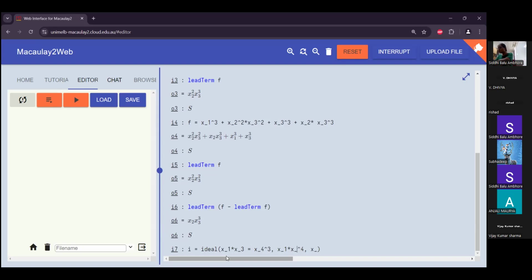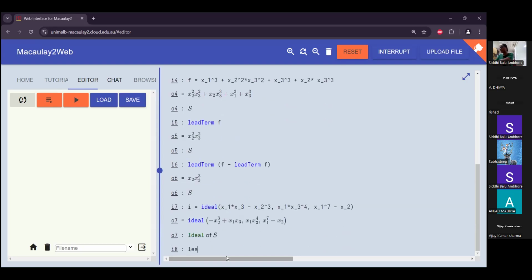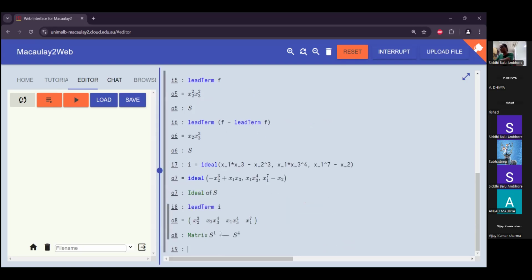We do not have 4, right? We define the ring with 3 variables. Okay, now this I is an ideal, and when we do this, it gives me an ideal.